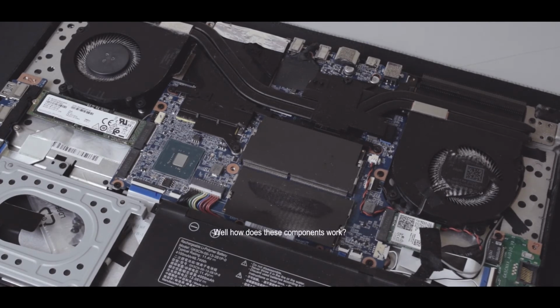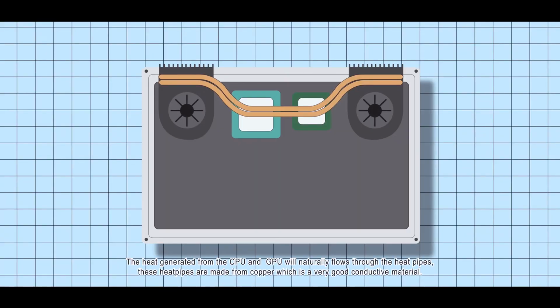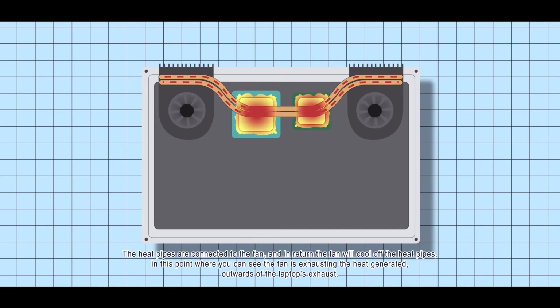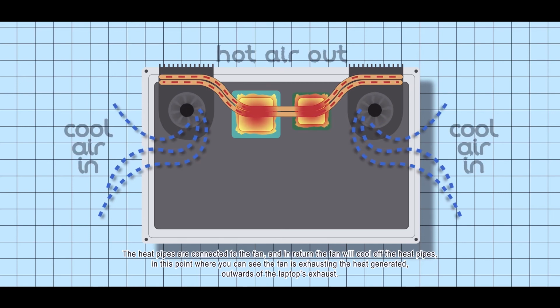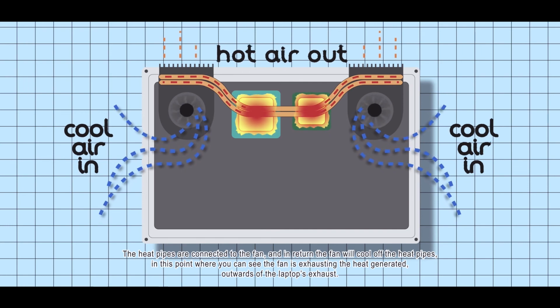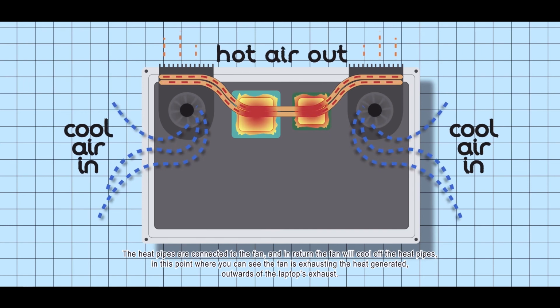Well, how does this component work? The heat generated from the CPU and GPU will naturally flow through the heat pipes. These heat pipes are made from copper, which is a very good conductive material. The heat pipes are connected to the fan, and in return, the fan will cool off the heat pipes. At this point, you can see the fan is exhausting the generated heat outwards through the laptop's exhaust.